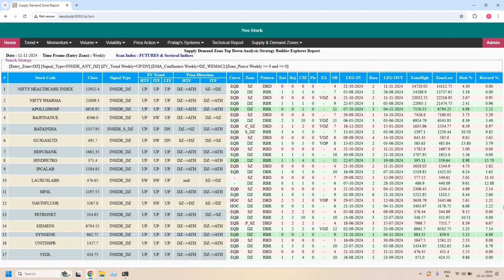In these 17 weekly demand zones, they are having weekly EMA Confluence and price is currently closed inside the weekly demand zone. Okay, this is about price closed inside weekly demand zone.